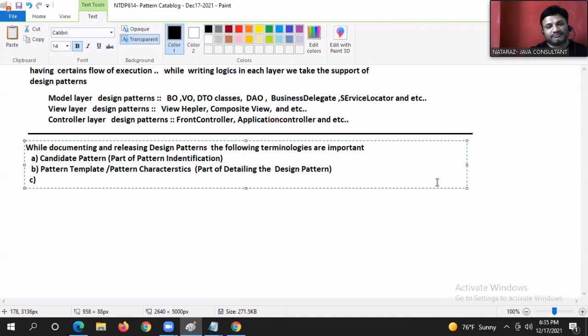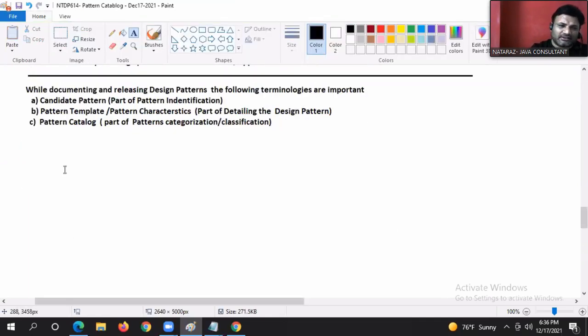Next one, guys. Pattern catalog, part of patterns categorization or classification. Everyone got the clarity, guys? These are the terminologies we have to go for. So shall we understand this one, guys?